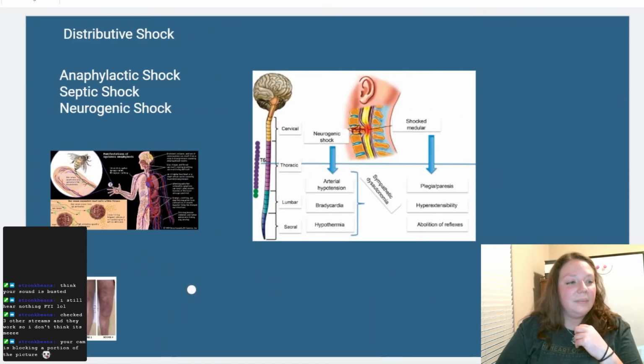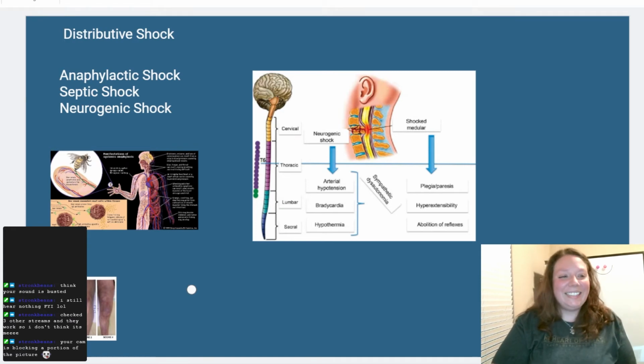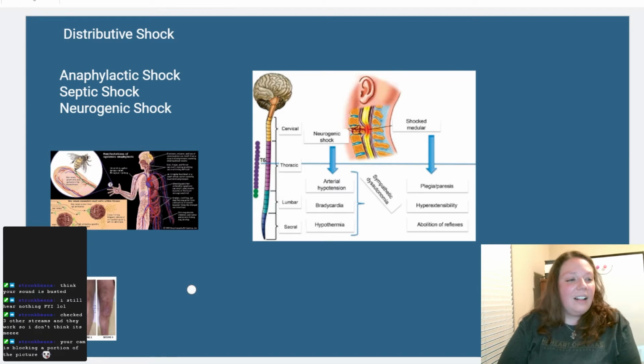Distributive shock. This is my favorite. Distributive shock is my favorite category. I don't know why. I just like it. Except for neurogenic shock. Anything that deals with nerves and the neurological system, I'm not a huge fan of. I mean, I do it because I'm a nurse, but it doesn't interest me as much as the other ones.